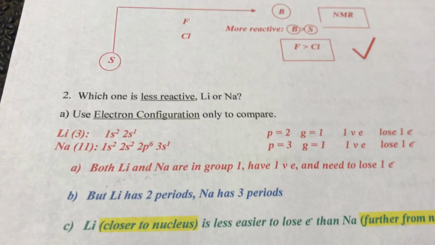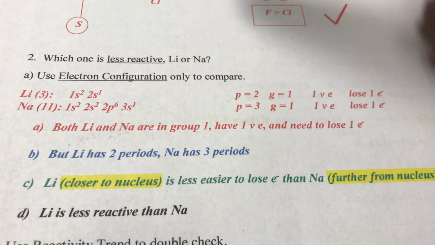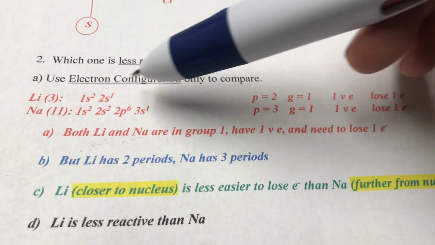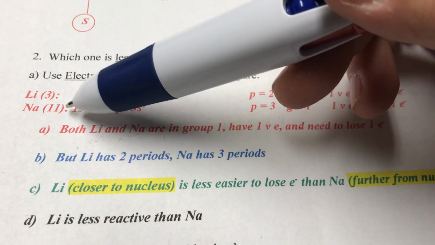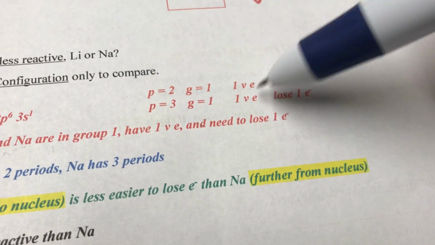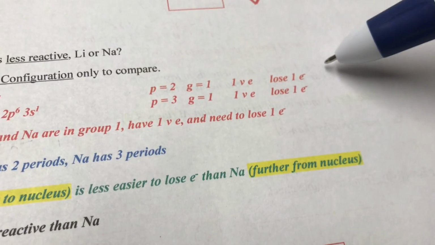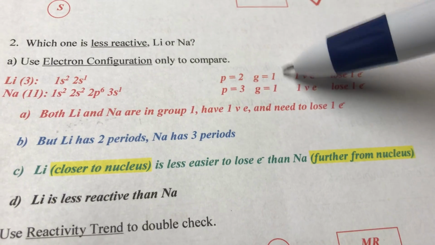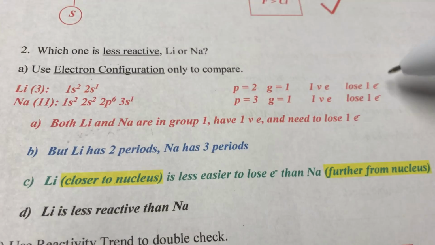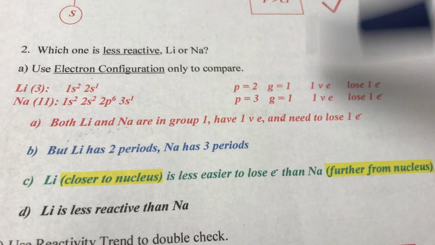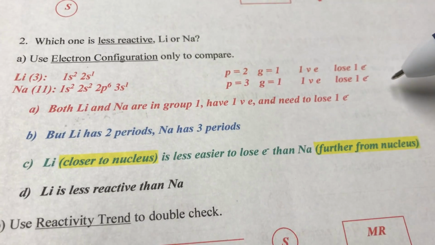Which one is less reactive, Li or Na? So we use the electron configuration to figure out. So we first write down the Li, atomic number, electron configuration, and then the Na, atomic number, electron configuration. And again, we compare 4 things. We compare period, group, valence electron, they gain how many or lose how many. So we include all the information down, right? 2 period, one group and one valence electron, they want to lose one. And it's a 3 period, group 1, one valence electron and lose 1 electron.